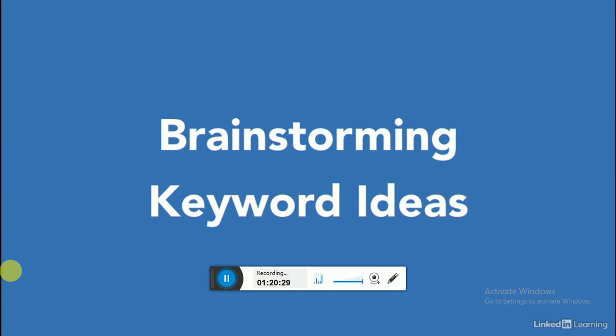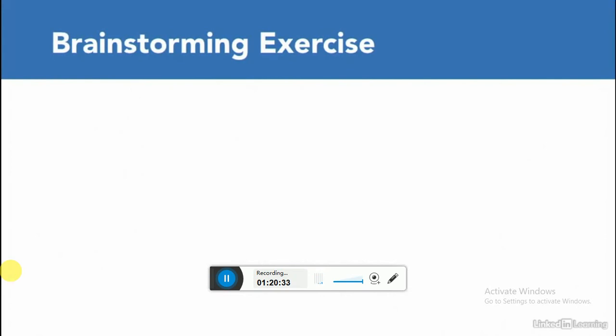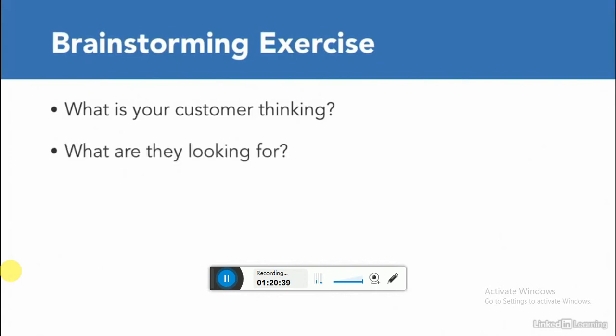So to get that initial list of keywords, we start by visualizing our audience. Put yourself in their shoes and think about them sitting in front of the computer. What are they thinking? What might they be looking for? And how are they going to go about searching for it? One of the easiest ways to start brainstorming is to let Google do some of the work for you.